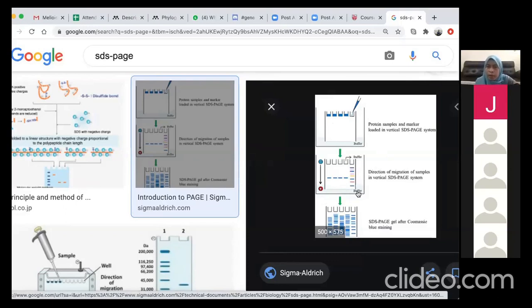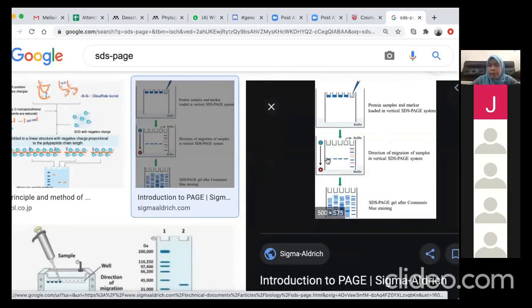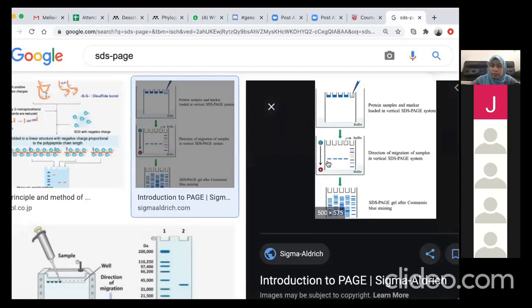Once it is done, how do you know it is done? Because the ladder is all separated. What's next? Basically, once it is running, you don't know whether you have completed or not, because the protein, even your marker, is colorless. There's no color. It's just transparent. Only the dye here.